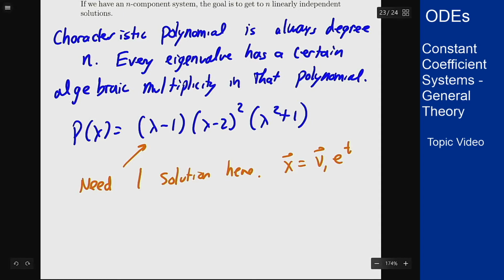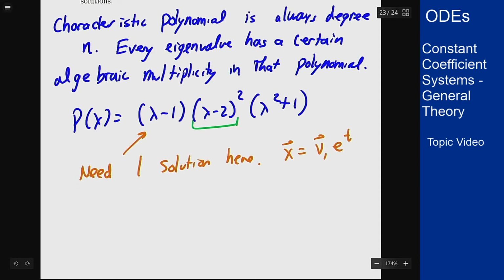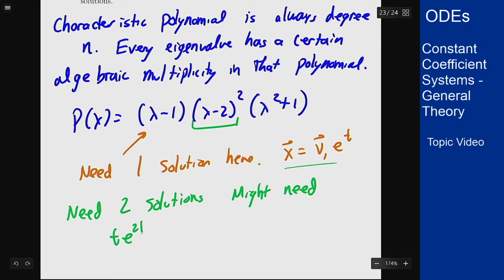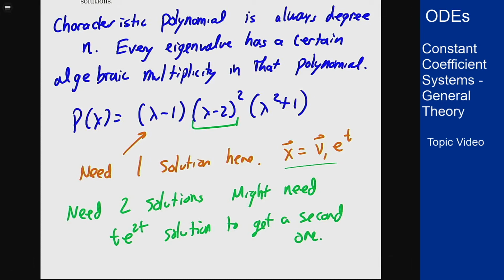The second, we have multiplicity 2, so we need two solutions. We might find two linearly independent eigenvectors. If so, great, we can do the same method from before. But if not, we're going to need to use these generalized eigenvectors and these t e to the 2t solutions to get there. So we might need a t e to the 2t solution to get a second one. Because it's a repeated eigenvalue, it might not have two eigenvectors. If it does, great. If not, we'll need this extra solution here to do it.